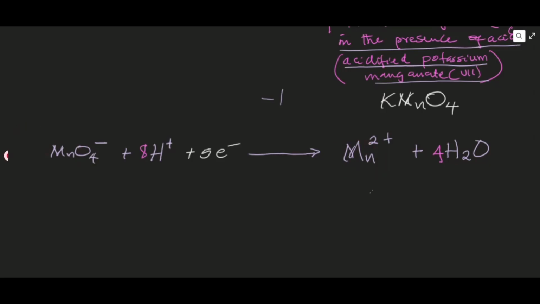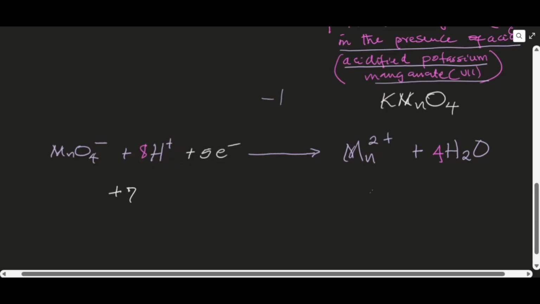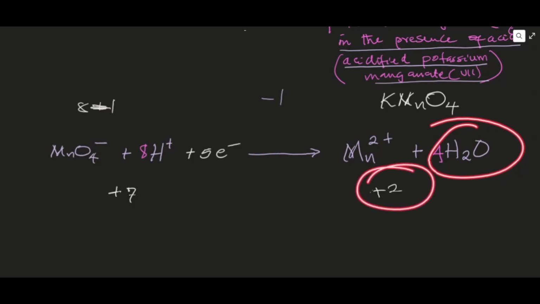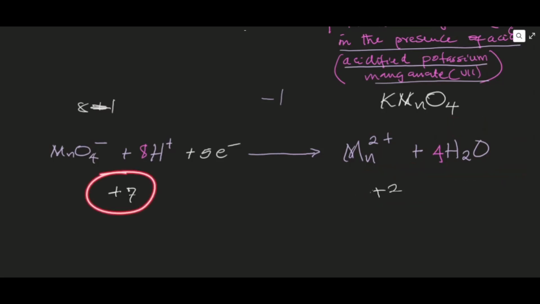The next is to balance the charges. The charges, there is minus means minus 1, and 8 plus here means plus 8. That is, there are 8 plus charges. So 1 minus charge and 8 plus charges. When we add them together, we have plus 7 altogether at this side. At this side, we have only plus 2. The water does not have a charge. So there's plus 2 at the right hand side of the equation, and plus 7 at the left hand side of the equation.